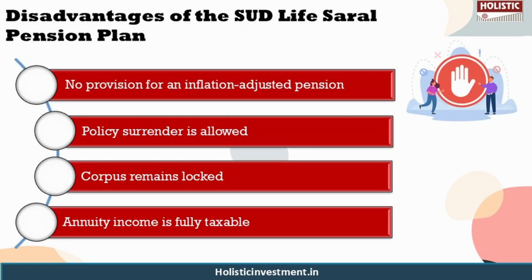However, there are disadvantages like no provision for an inflation adjusted pension. Policy surrender is allowed only under specific conditions, and the corpus remains locked, offering no flexibility after purchase. Annuity income is also fully taxable. So, you need to consider all these drawbacks before deciding to invest in this policy.